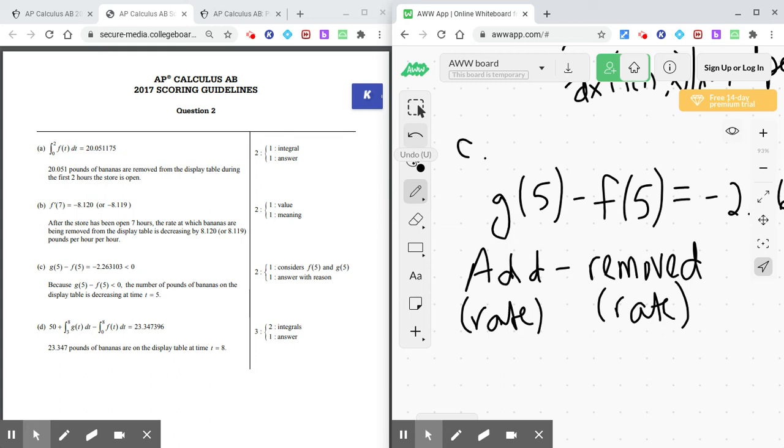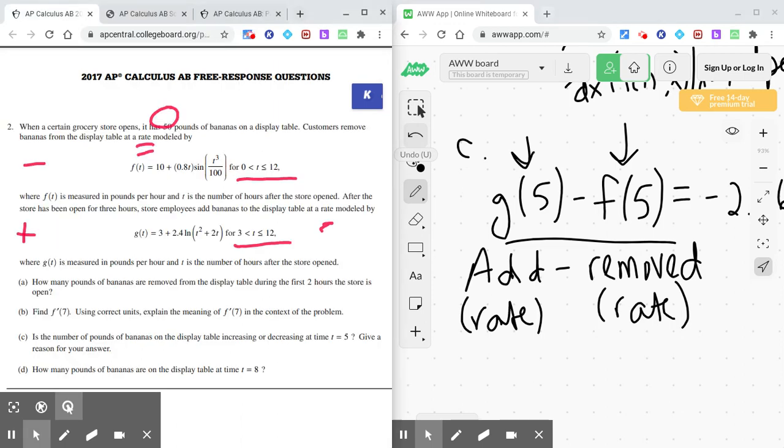It's 2 points there. One for considering G of 5 and F of 5, whether you write them down separately or you write them down as a difference. And then one for getting that the number is decreasing. The number of pounds is decreasing because the rate overall, when you compare the two, is negative.